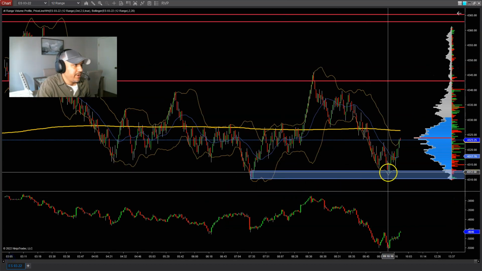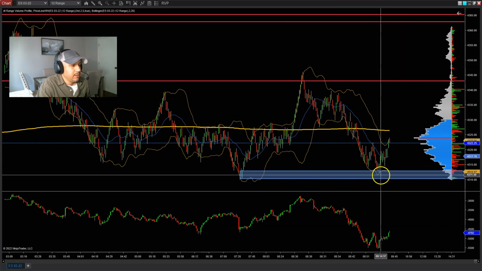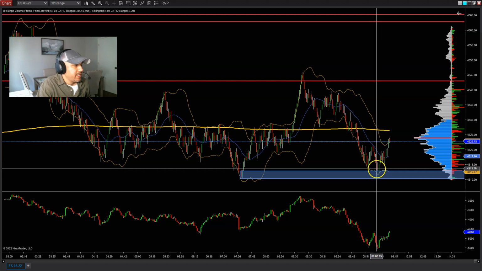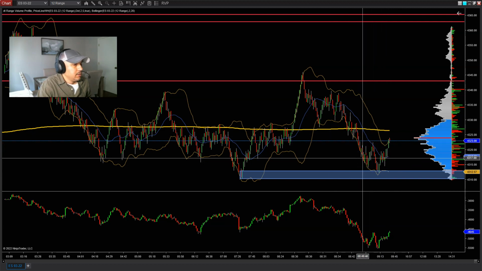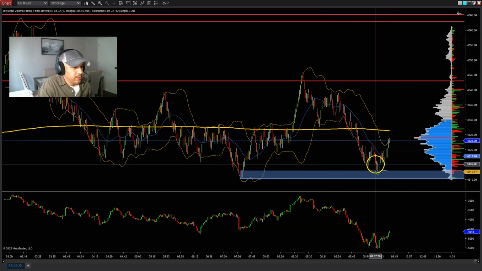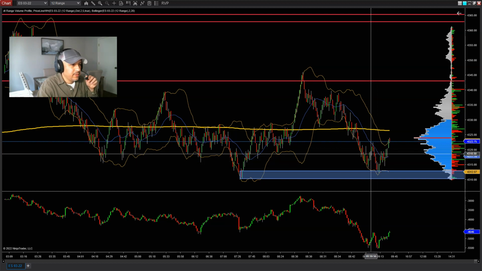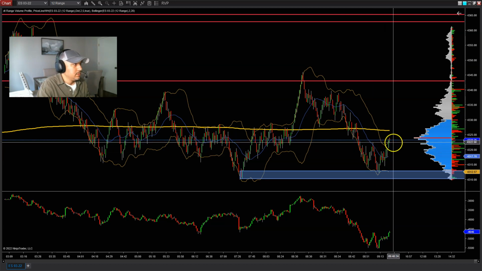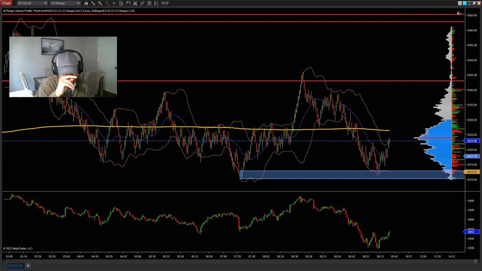Okay, so we tapped into this area down here. I mentioned the area of demand down here, and price is bouncing again. I didn't take the trade because right above us we have some areas where price could react, not enough clearance for me, I should say. Let's take a look here. We've got 8 minutes to the market open, so it's 9:22 right now.